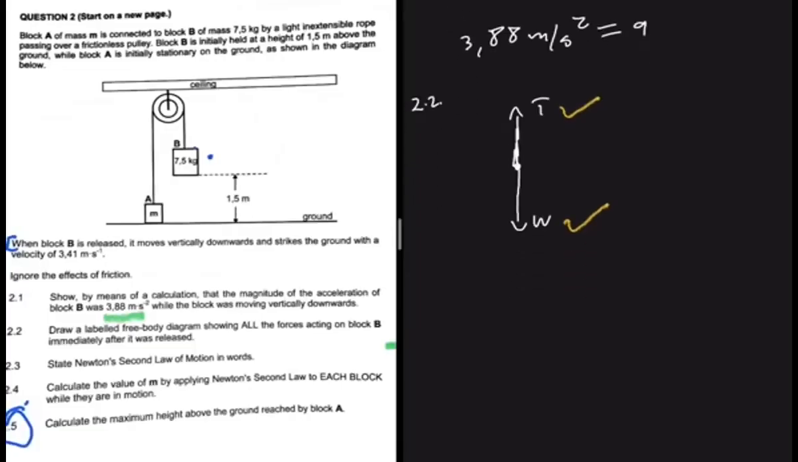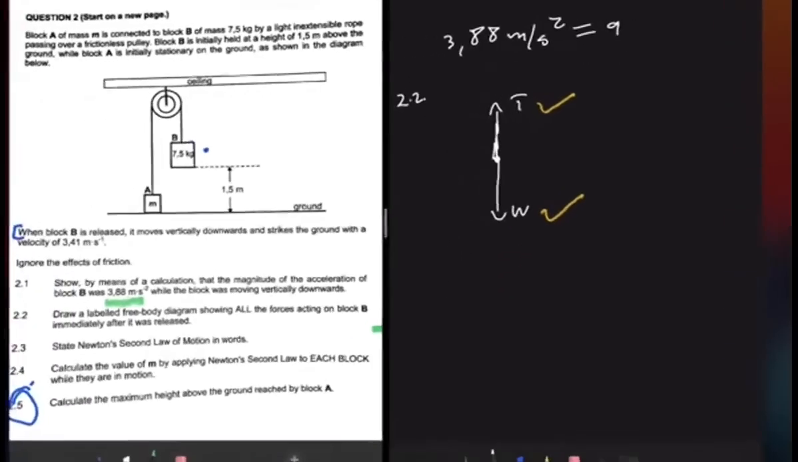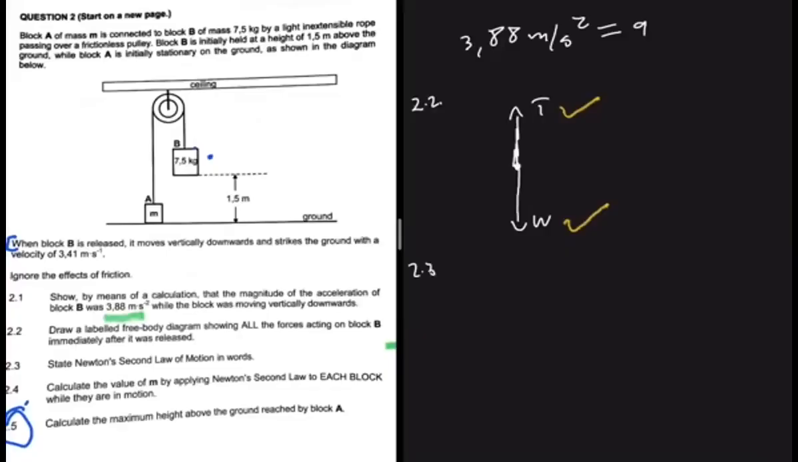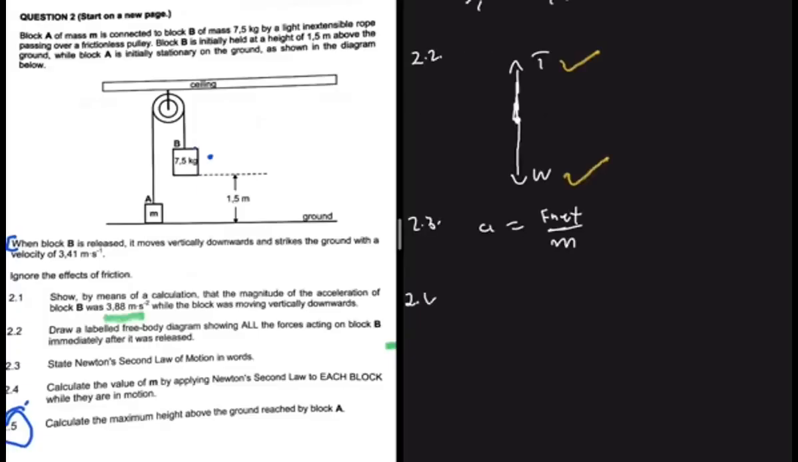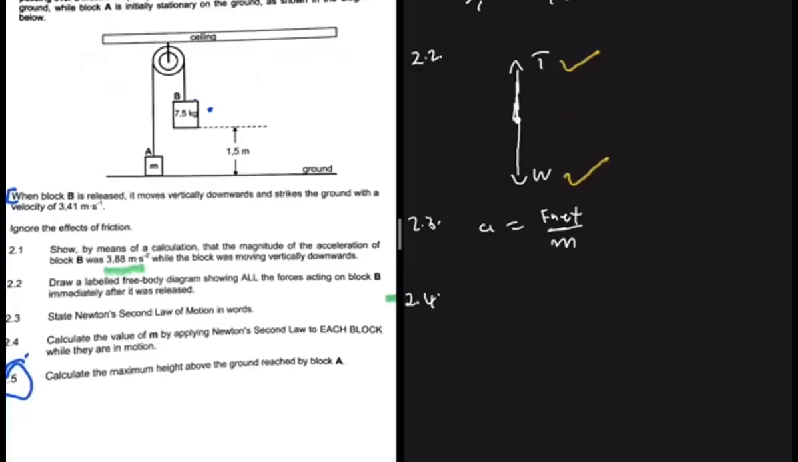And then 2.3, this is the one I want you guys to do. State Newton's second law of motion in words, right? We know that the acceleration is directly proportional to the F net and so on and so on. Let's just do 2.4, before doing 2.5. So 2.4 is quite an interesting one also.